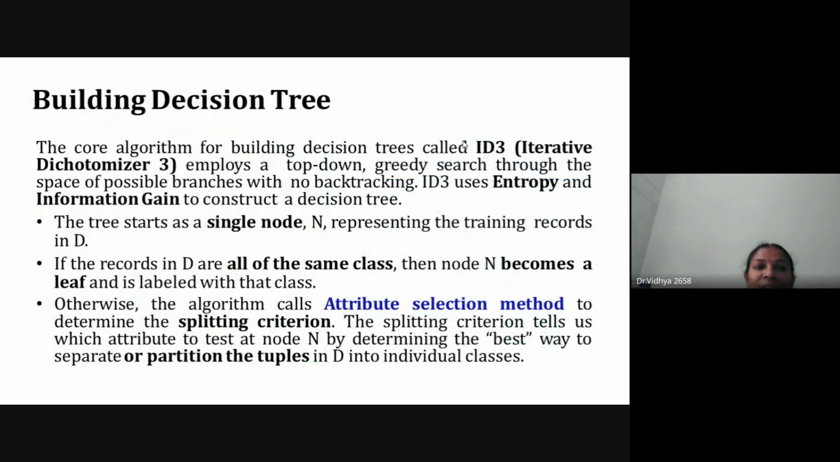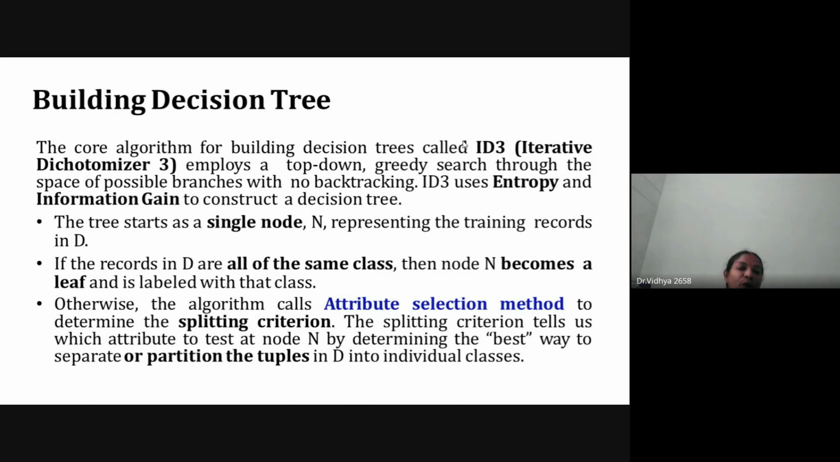Then, building the decision tree. The algorithm for building a decision tree is called ID3. This is an important one. It stands for Iterative Dichotomizer 3. It employs a top-down approach with greedy search techniques to search the possible elements and possible branches with no backtracking. ID3 uses entropy and information gain to construct a decision tree.